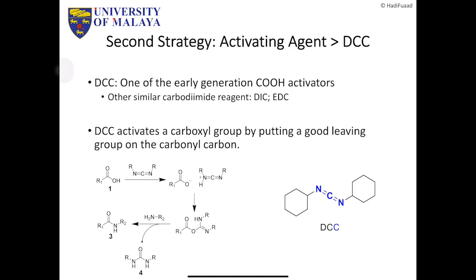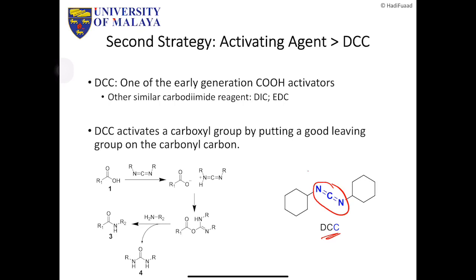So DCC is one of the early generation of carboxyl activators in organic solvent. Other similar carbodiimide reagents are DIC and EDC. Nowadays, there's even a third generation of carboxyl activators, which I'm not going to touch. DCC activates the carboxyl group by putting a good leaving group on the carbonyl carbon. So that's the structure of DCC, and that's the core of this first generation of carboxylic acid activators.